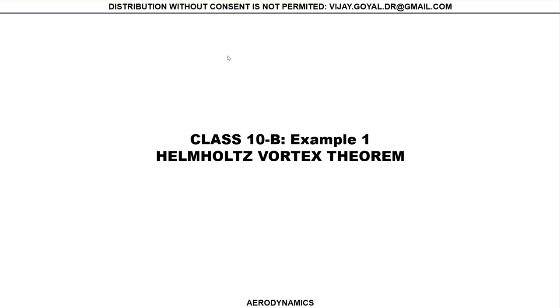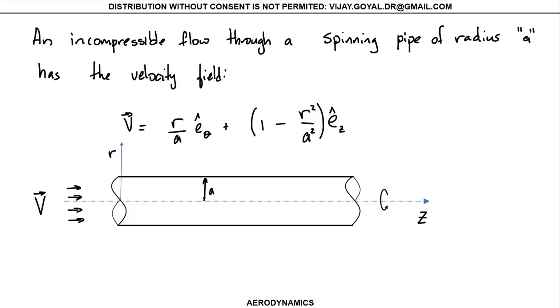This is example number 1 for Helmholtz vortex theorem. In this particular example, we have a spinning tube. So this pipe over here is spinning at the rate, okay? And then the flow is incompressible flow, and the velocity field acting within this tube is given by this expression. We have a couple items that we asked for.